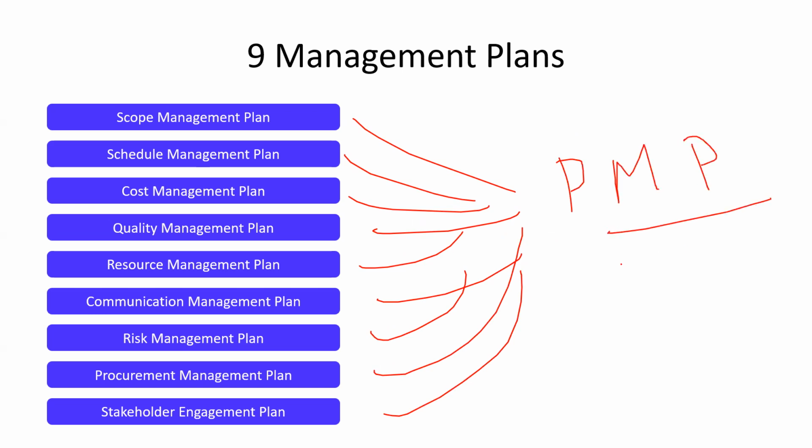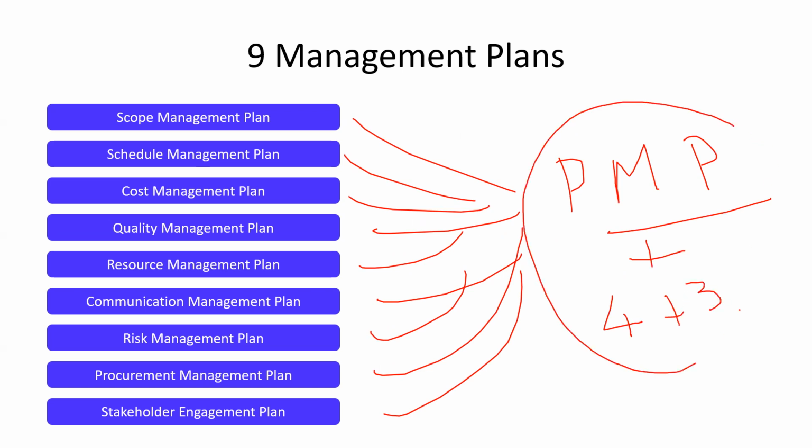Okay, so that's what is going to be part of these 9 management plans. In addition to that, we have some 4 more plans to talk about, plus 3 baselines. All of this together finally makes your project management plan. So you can see these 9 management plans are here, 9 plus these 4 and then 3.